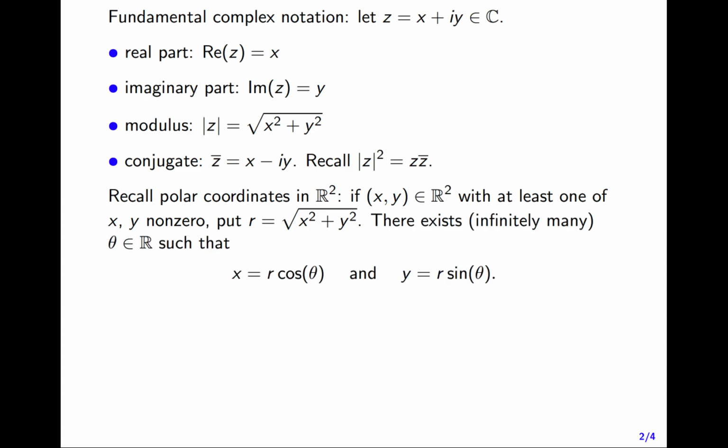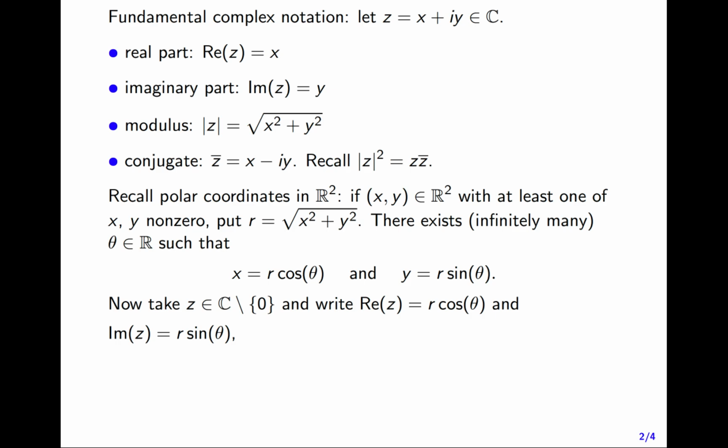And then calculus reminds us that we can find theta in the reals such that we have x equal to r cosine of theta and y equal to r sine of theta. And of course we have infinitely many such theta because cosine and sine are 2 pi periodic. So I've gone from having an ordered pair (x, y) in R2 to representing x and y with these shared coordinates r and theta, the polar coordinates.